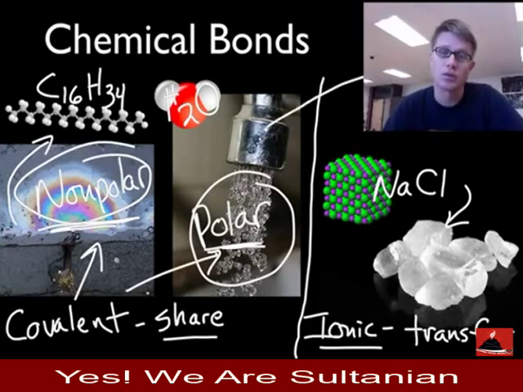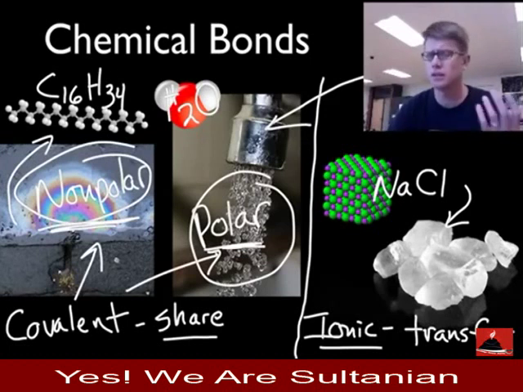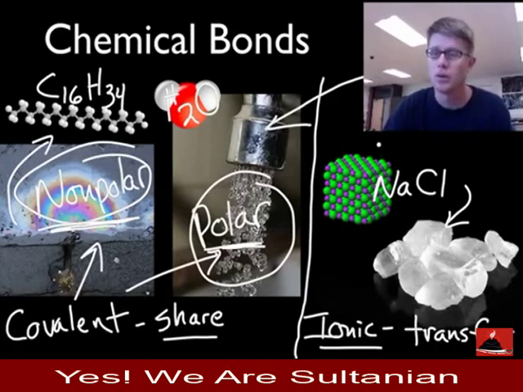Now the other bond that's pictured here that I won't talk about today are going to be metallic bonds. Metallic bonds are found within metals. And they don't share their electrons. They kind of collectively share their electrons, so it gives them cool stuff like hardness and conductivity. And so we're not going to talk about metallic bonds.